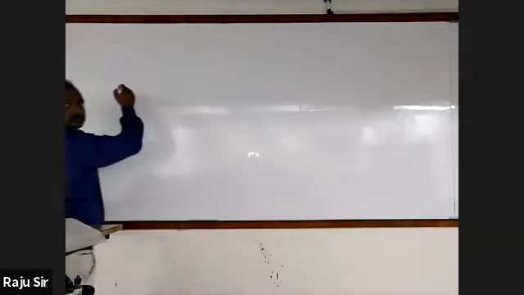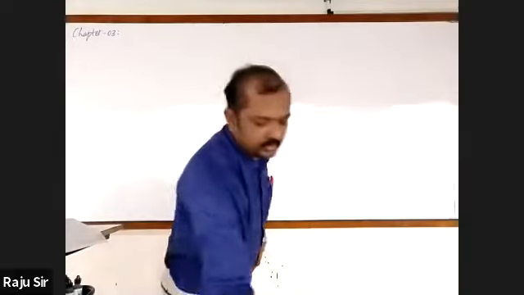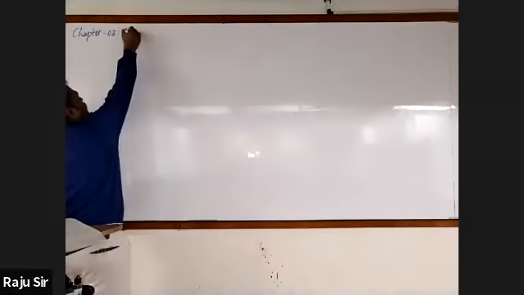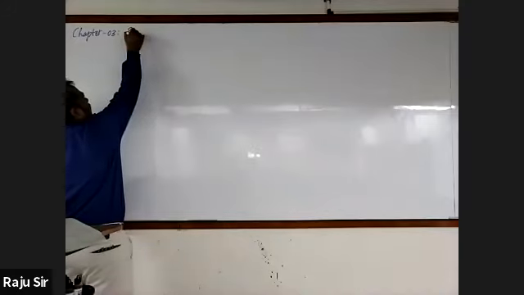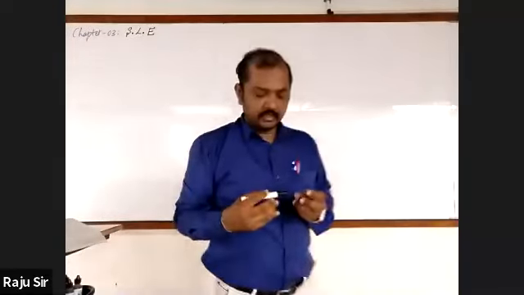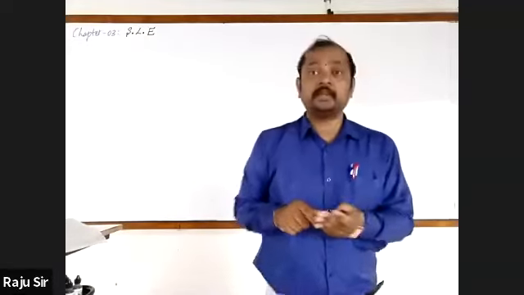So let me write the name of the chapter. This is chapter number 3, and the chapter name is Pair of Linear Equations in Two Variables. I'll write it in short form as SLE, that is simultaneous linear equations.